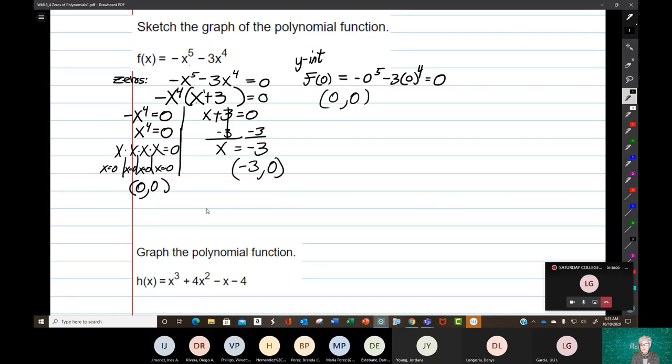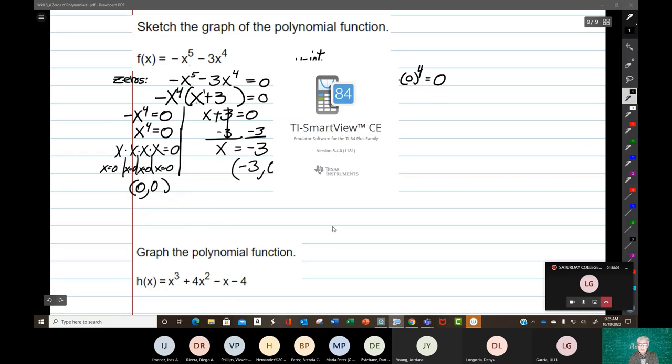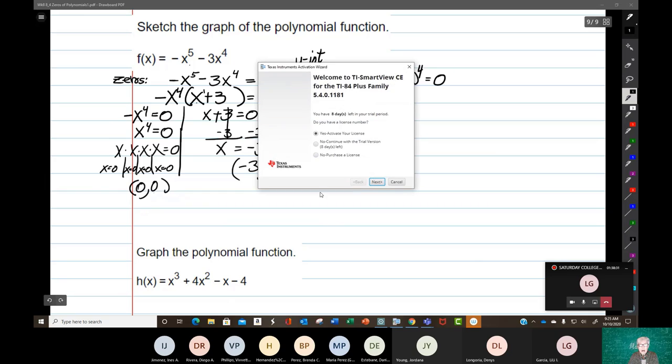And I forget if it asks you for 3. Let's take a look at what this looks like, because there's some information I need to give you about what effect do multiplicities have on a graph.